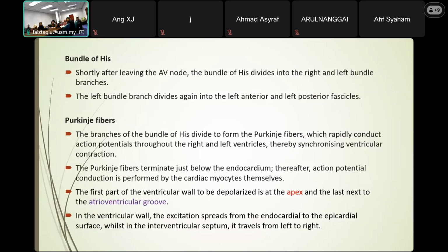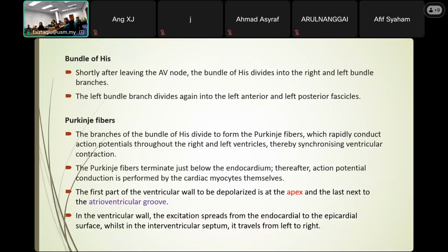After they leave the AV node, the bundle of His divides into the right and left bundle branches. The left bundle branch divides again into the left anterior and left posterior fascicles. The branches of the bundle of His divide to form the Purkinje fibers, which rapidly conduct the action potentials throughout the right and left ventricles.